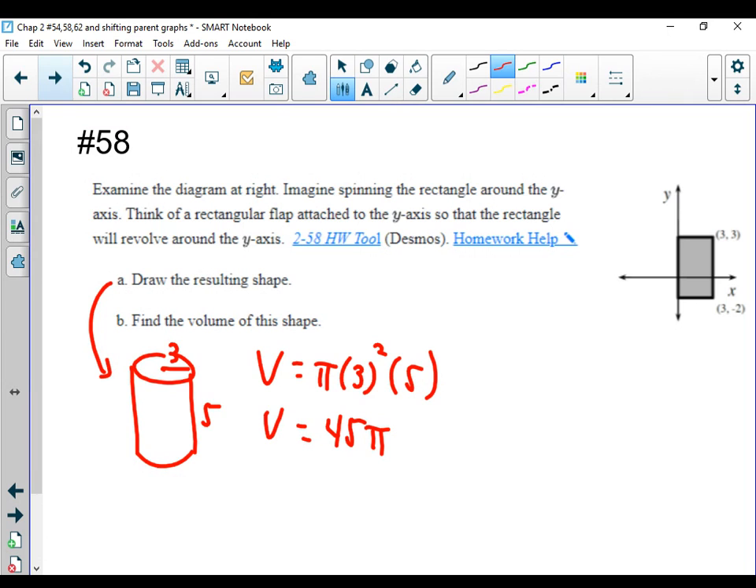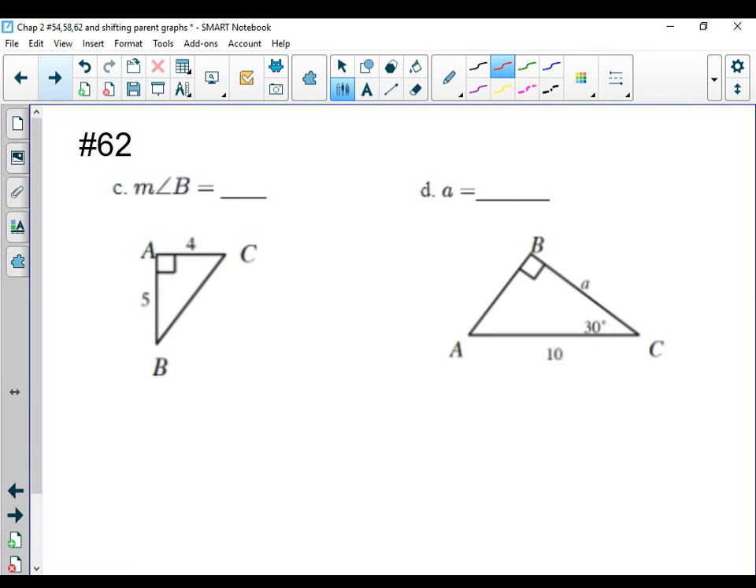Then the last one that you guys marked were these 2 on number 62. This is going back to some trig ideas. The first one wanted us to figure out the measure of angle B when they gave us 2 sides. So I still start out with the questions of, well, what sides do I have? Do I have opposite? Do I have adjacent? Do I have hypotenuse? So if I'm looking at angle B, I've got the opposite and I've got the adjacent. So should I be thinking about sine or cosine or tangent here?